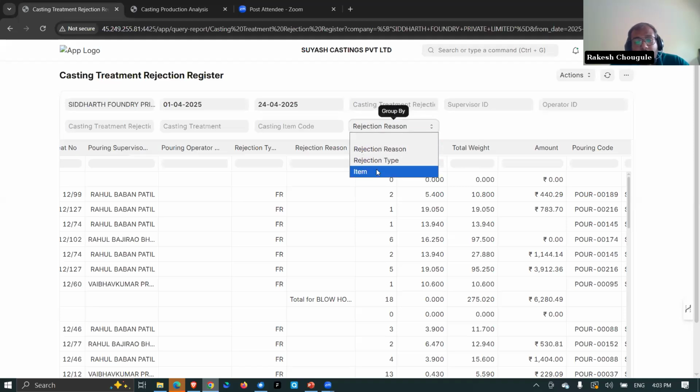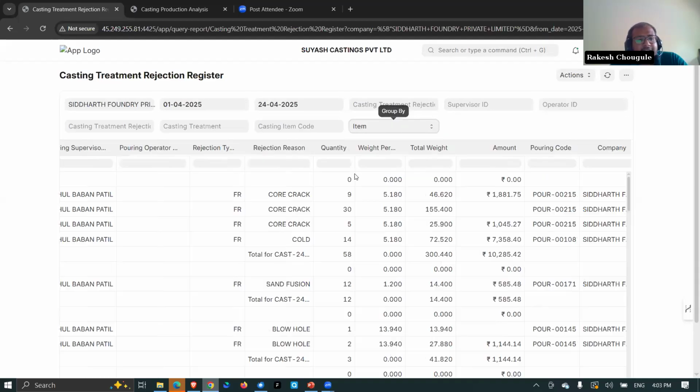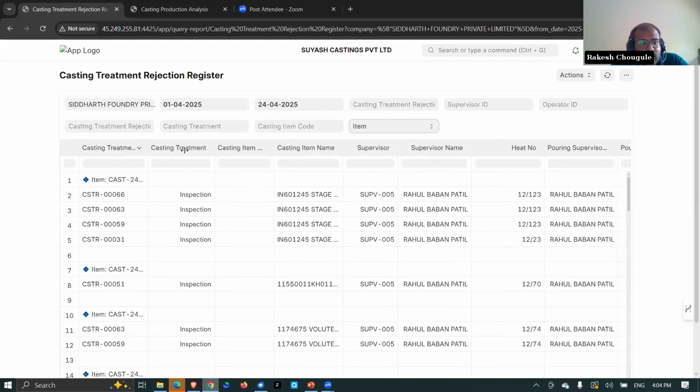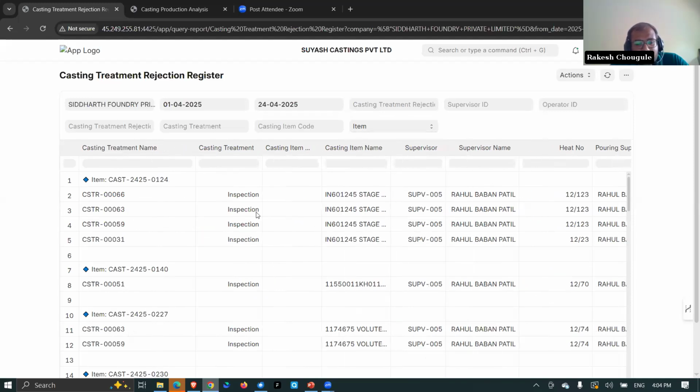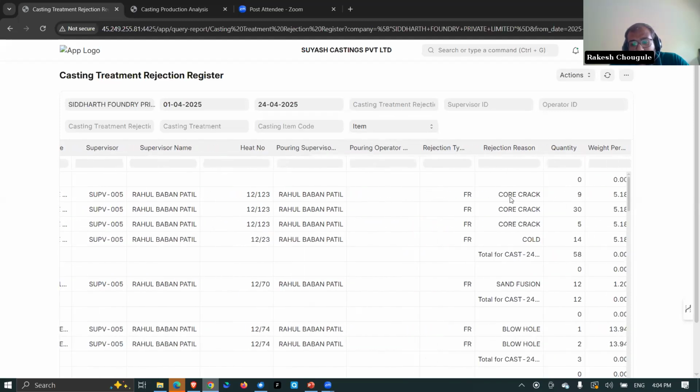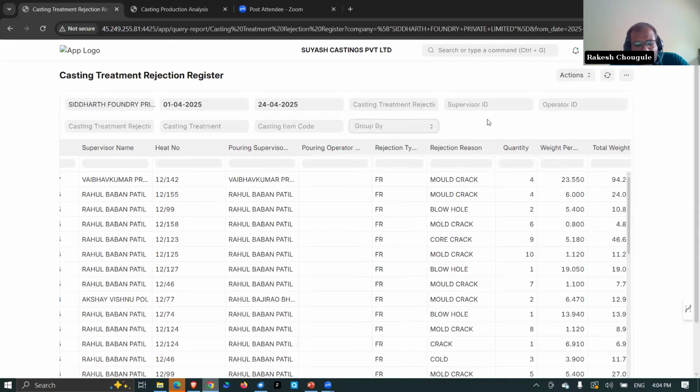If you want to segregate on the basis of casting treatment item, then you can generate the report accordingly. This particular report shows this particular casting is rejected for core crack reason, cold reason, or a number of reasons. So in a single report you can analyze all the required information.